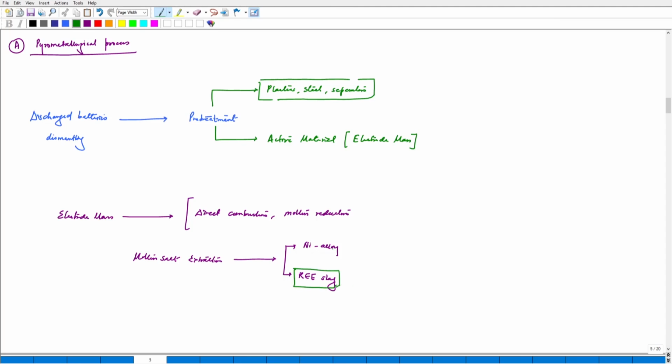One can think of hydrometallurgical route of recycling REE slags. Now, the ways in which people have tried, we'll try and write them. Use of coal in vacuum conditions. So this is going to give us what? This is going to give us cadmium and nickel alloy, or nickel cadmium alloy.